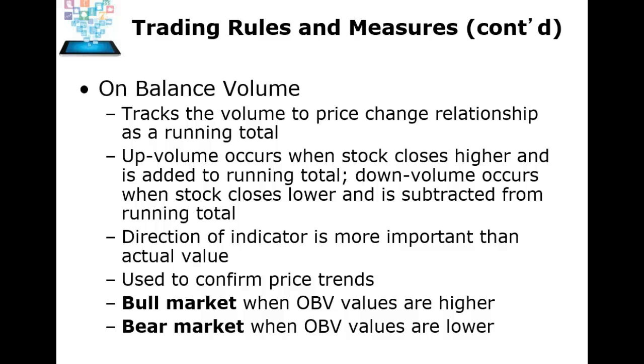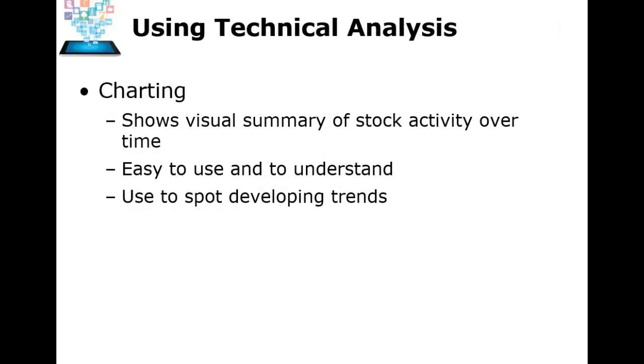If the on-balance volume is consistently moving higher, we call it a bull market. If it starts to move lower, meaning we have more days and heavier volume on down days, then we know it's a bear market. That kind of confirms our price trend.